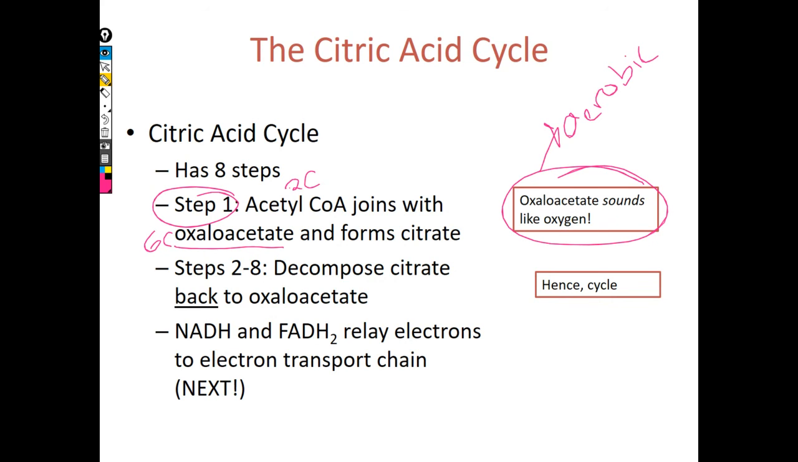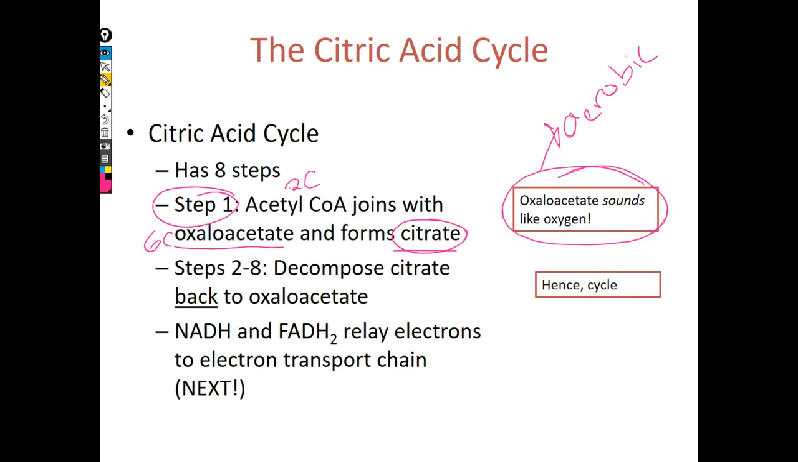Acetyl-CoA plus oxaloacetate makes citrate. Citrate is what the citric acid cycle is named after. It's one of the compounds that makes your oranges taste so good. You're not going to need to know the structure of any of these things.